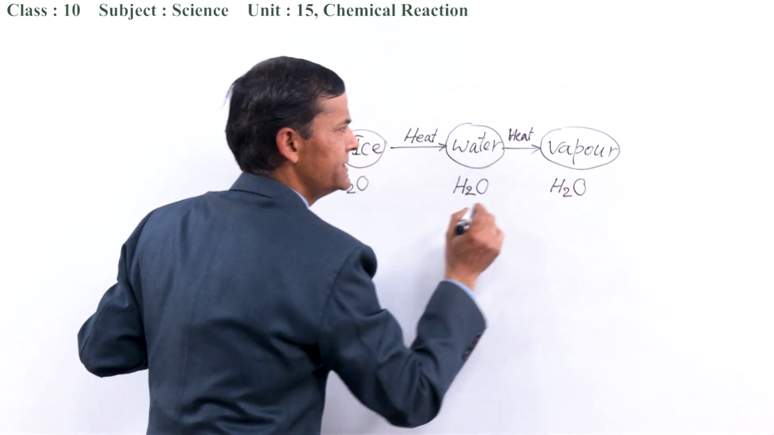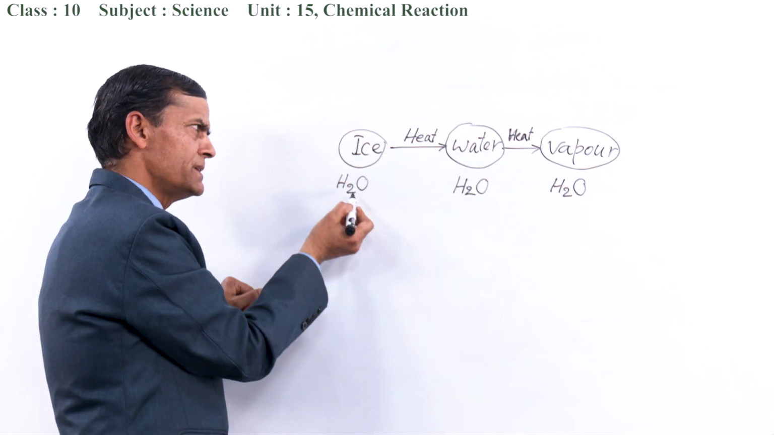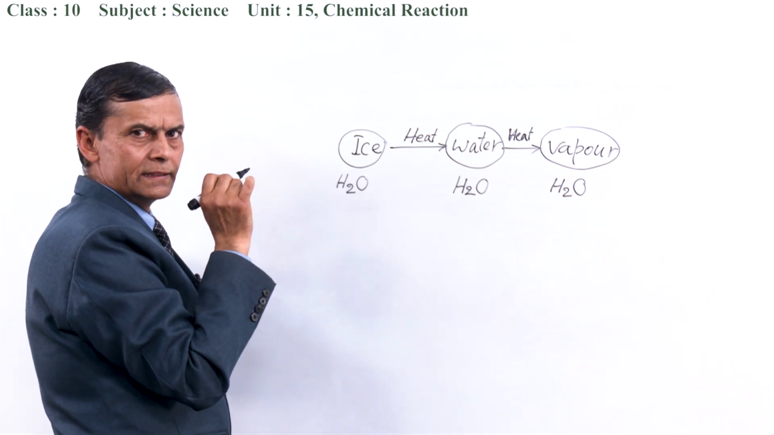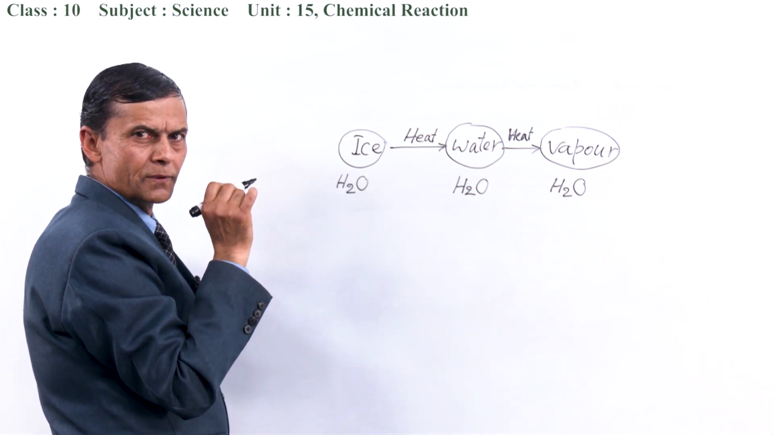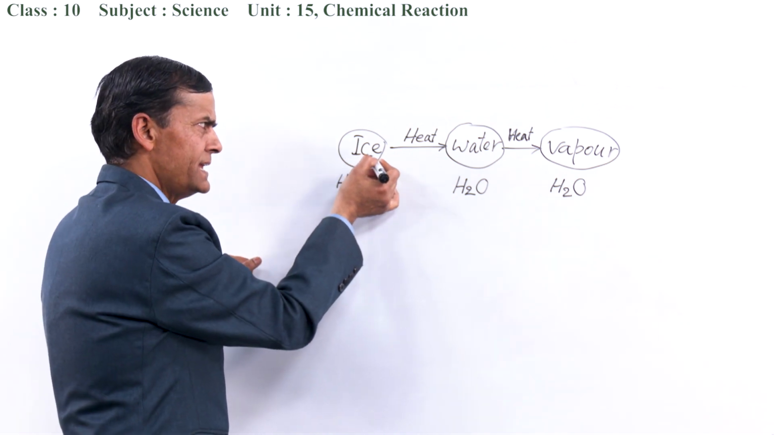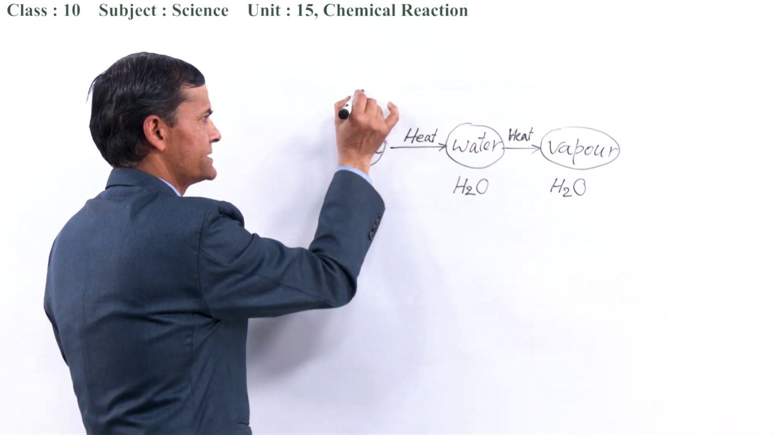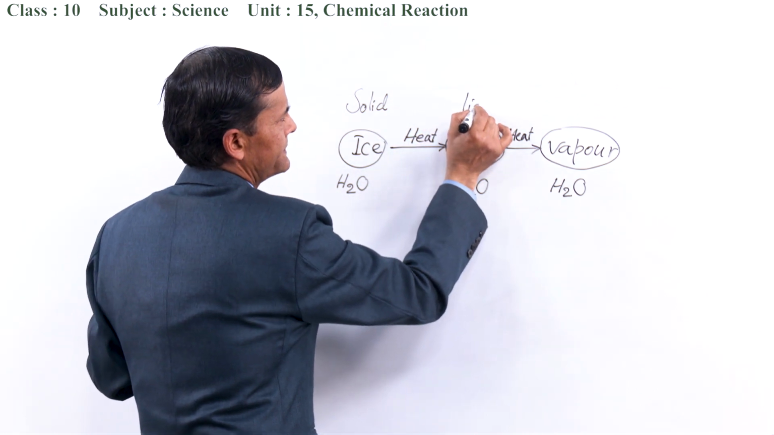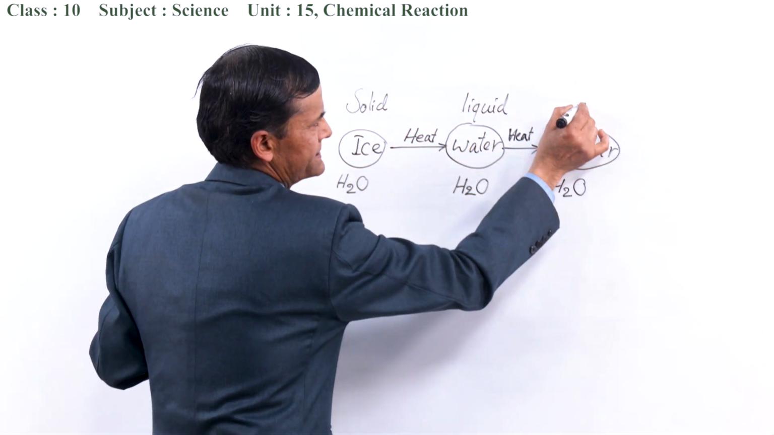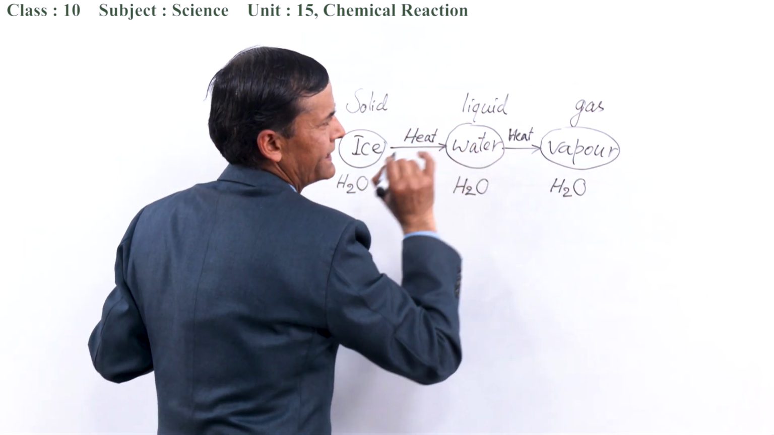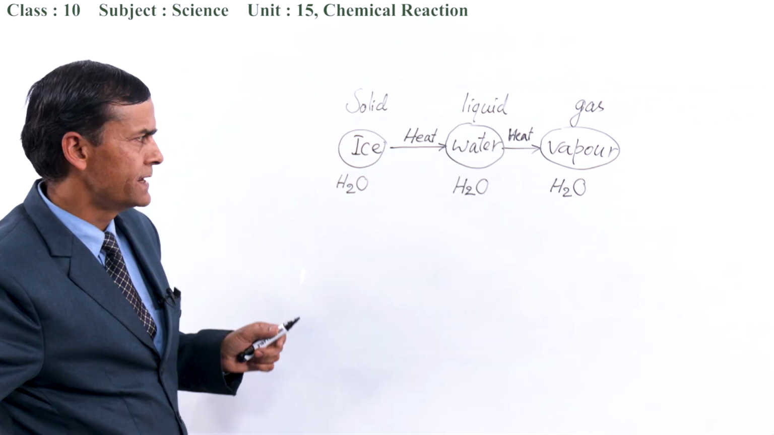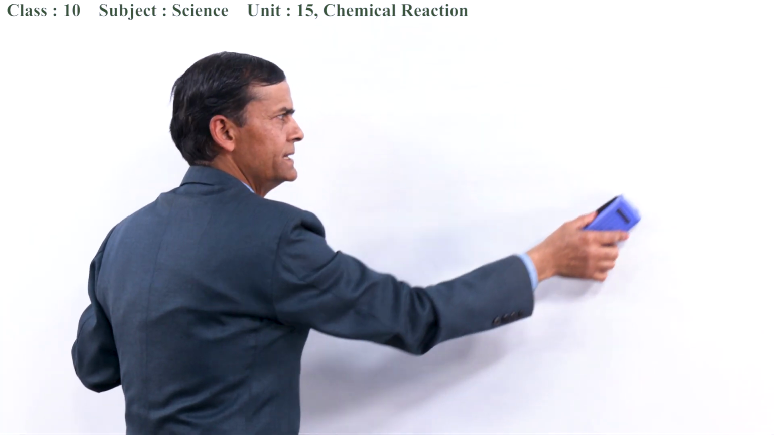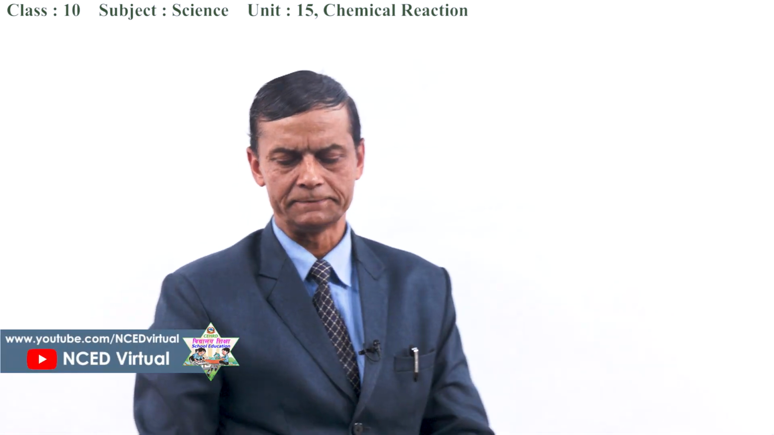That means there is no change in chemical composition, chemical structure, isn't it? So, this type of change is physical change, just a change in state. State means this is the solid state, this is the liquid state, and this is the gaseous state, isn't it? Just state change, color change, size and shape change, these are the physical changes.